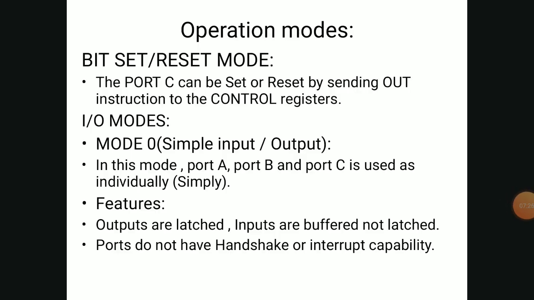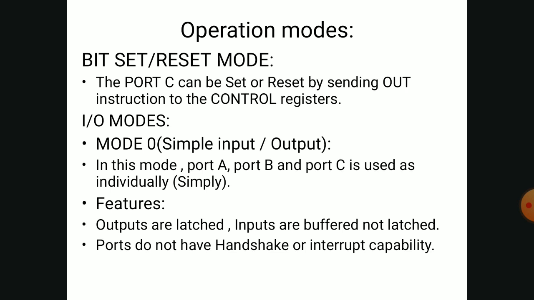Bit set or reset. The name itself indicates that this is a mode of operation which makes a bit either set or reset. But this mode of operation uses only one port, which is port C. So the port C bits can be set or reset by means of this mode of operation. Whenever in our PPI operation it is required to use only a single port, we prefer this type of mode. For that purpose we use the bit set or reset mode of operation.